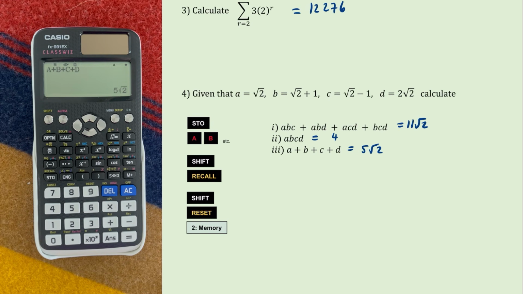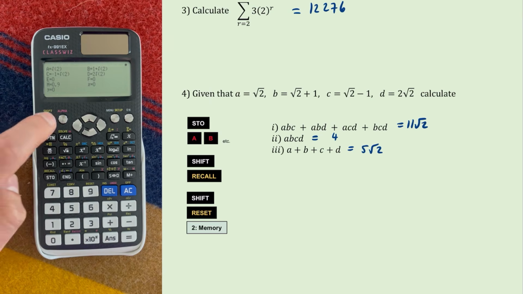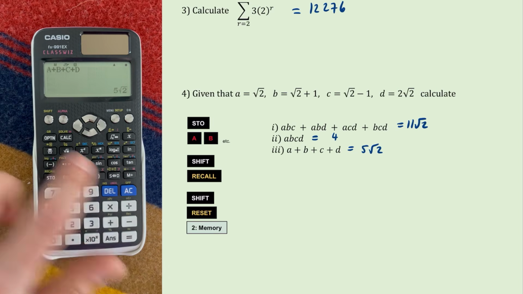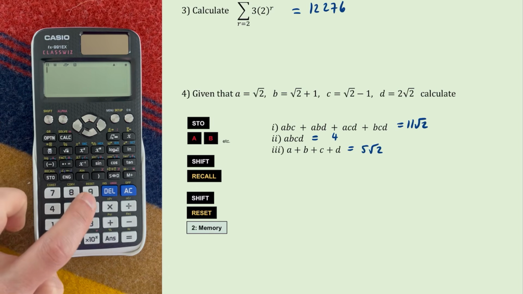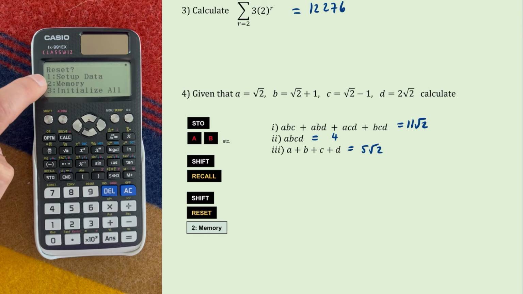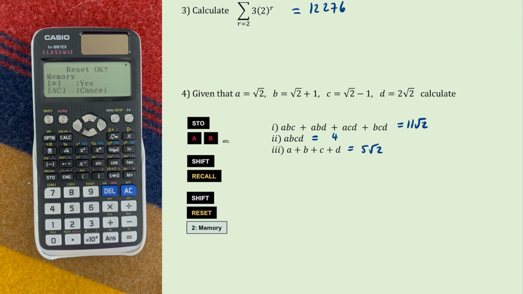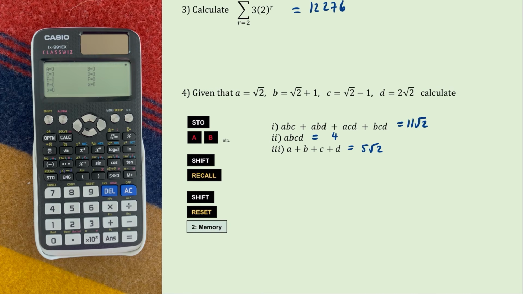Now, if you don't want these values in your calculator anymore after you go to this recall that you've got, you can just do the reset. So if you press shift and then number 9, let's just clear this first of all, shift and then reset down here. All we want to clear this time is just the memory. So I'm going to press number 2, press equals, and then press the AC key. When I press shift and then recall, you'll see that everything is now a 0.